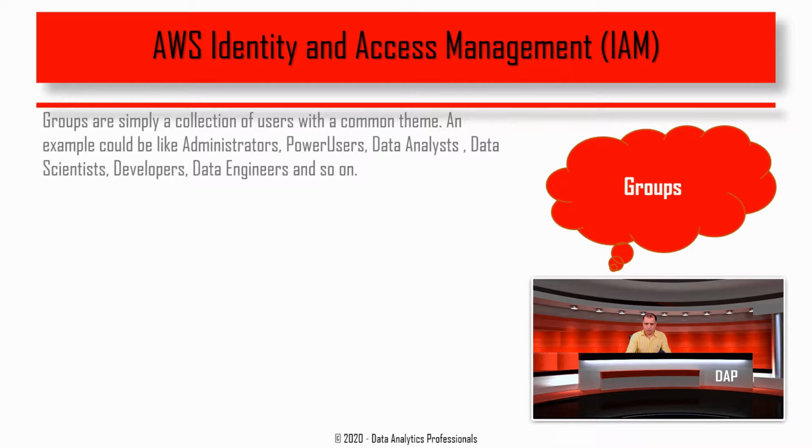Now, groups are simply a collection of users with a common theme. An example could be administrators, power users, data analysts, data scientists, developers, data engineers, and so on. These could be the various groups if you are employed in any AWS project, then you might see such groups interact with AWS.